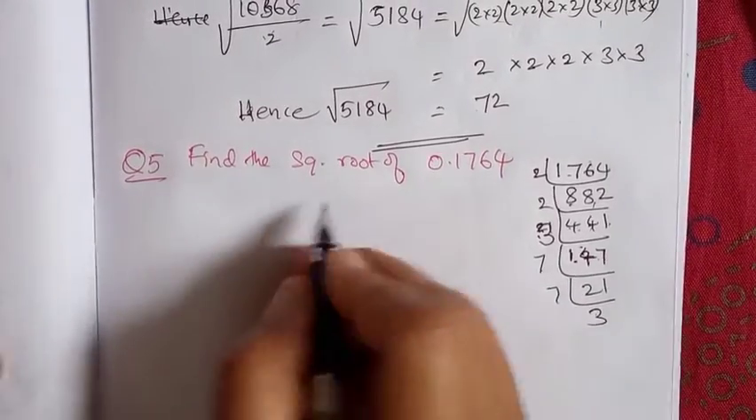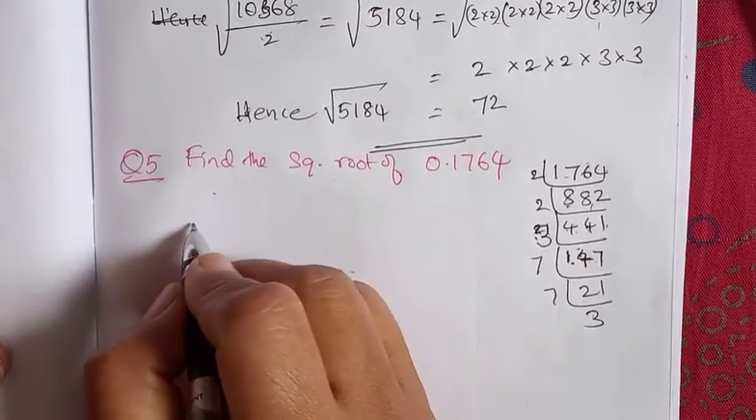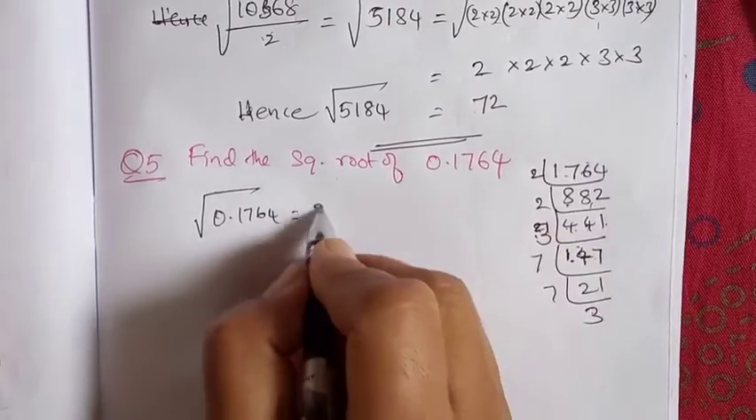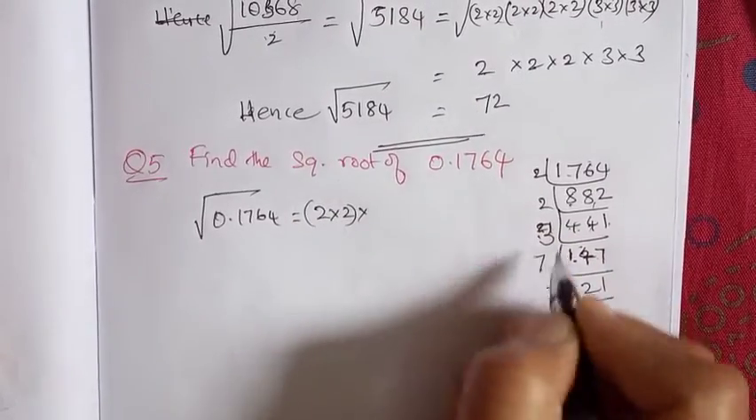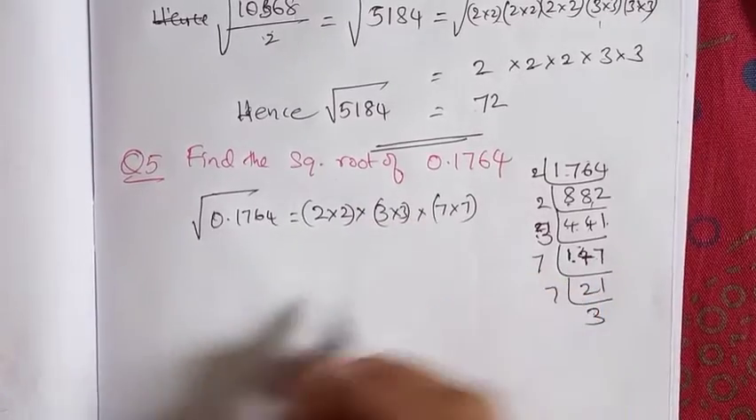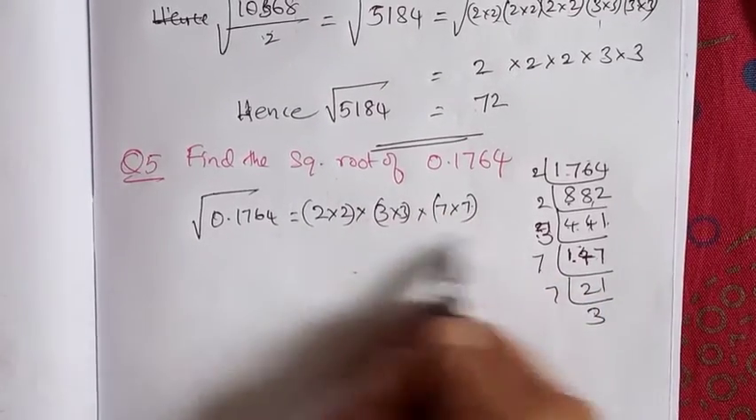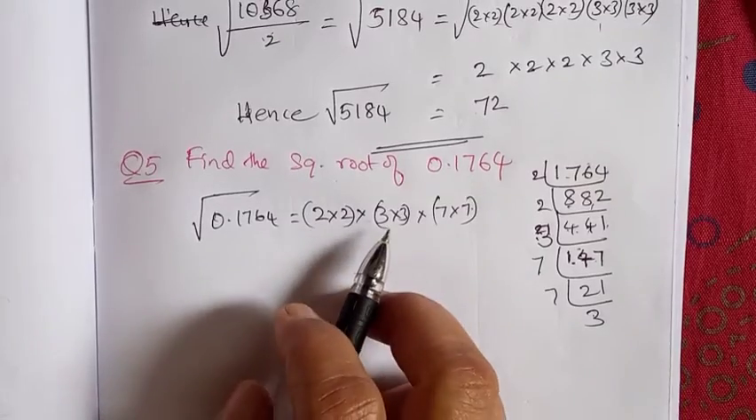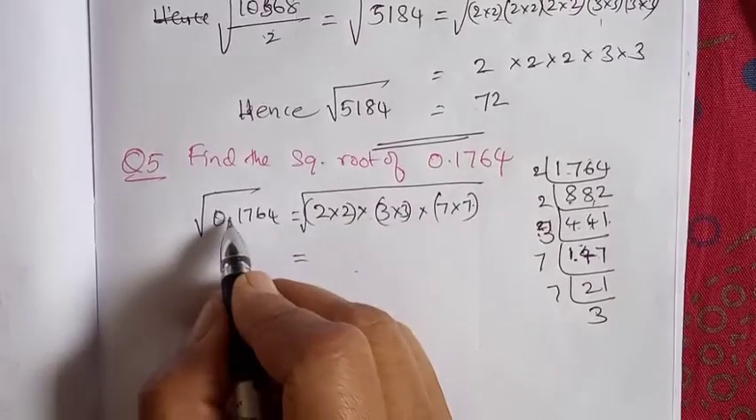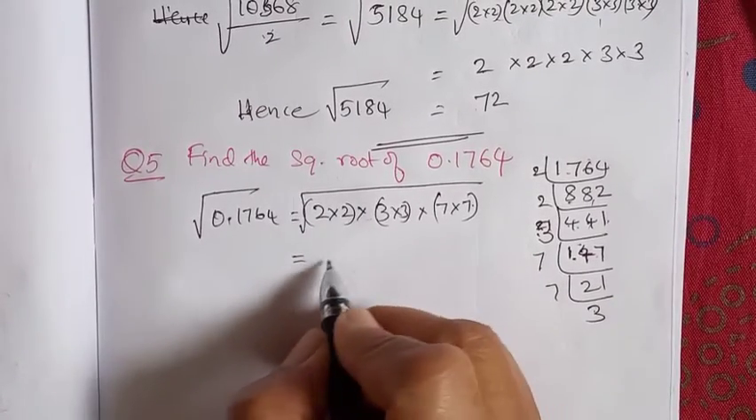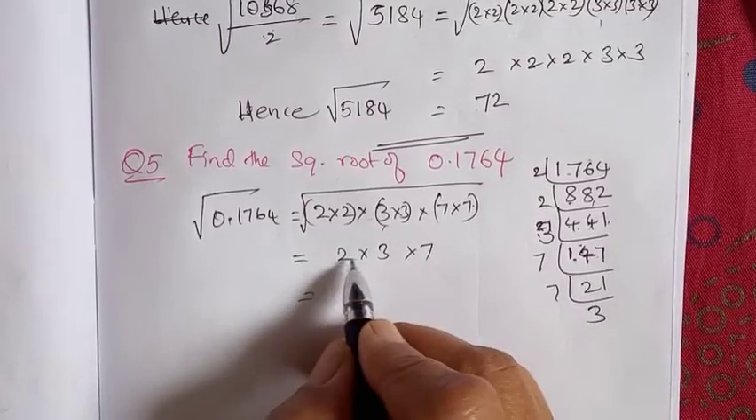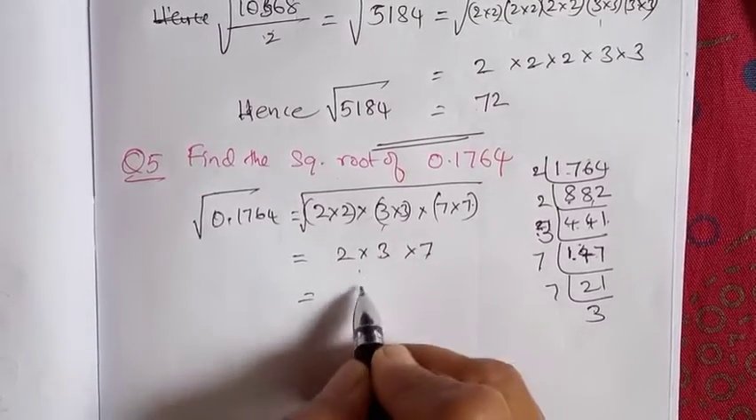So now here square root of 0.1764 equal to, we will make them in bracket 3 into 3 into 7 into 7. Children, either you write in ascending order or descending order of factors. It is better for you to understand very easily. But the thing is here decimal. Now what is the answer here? 2 into 3 into 7. 2 3s are 6, 6 7s are 42.